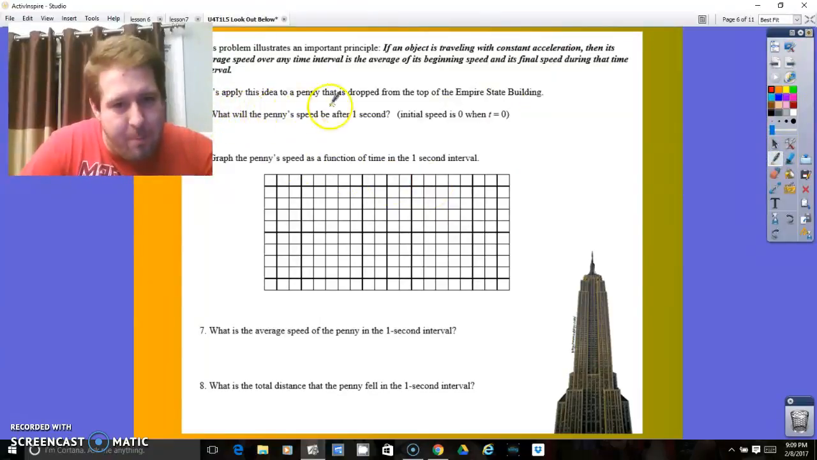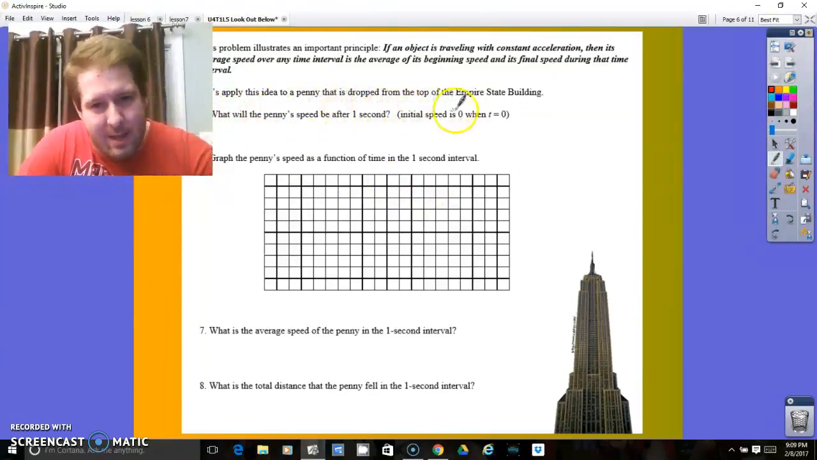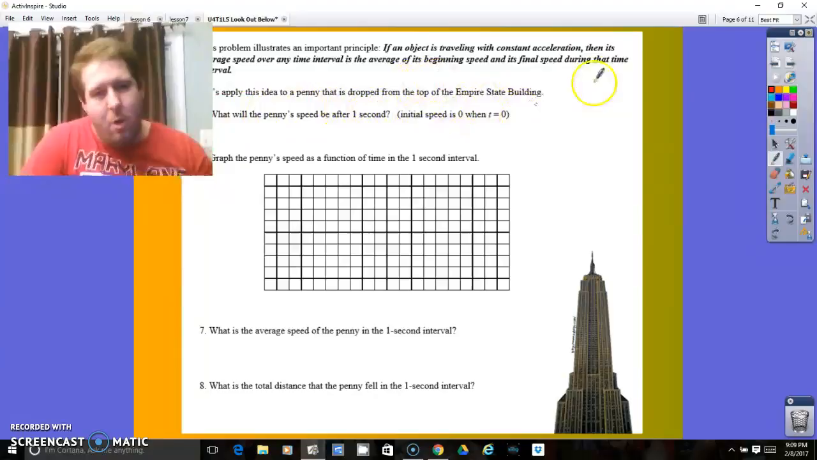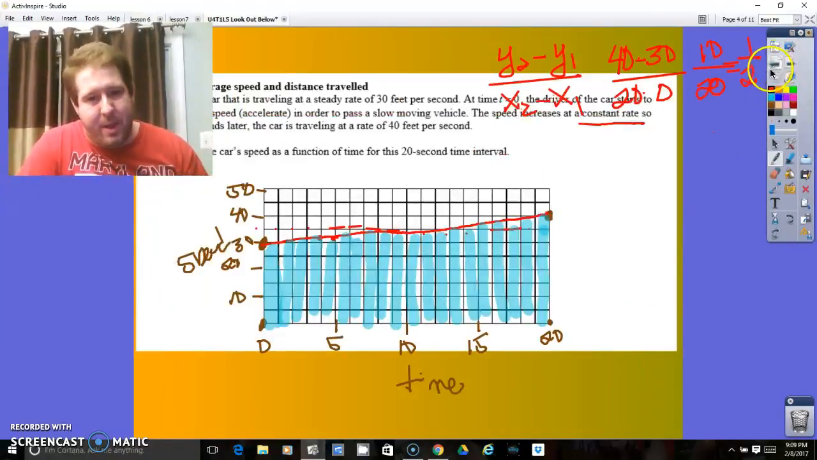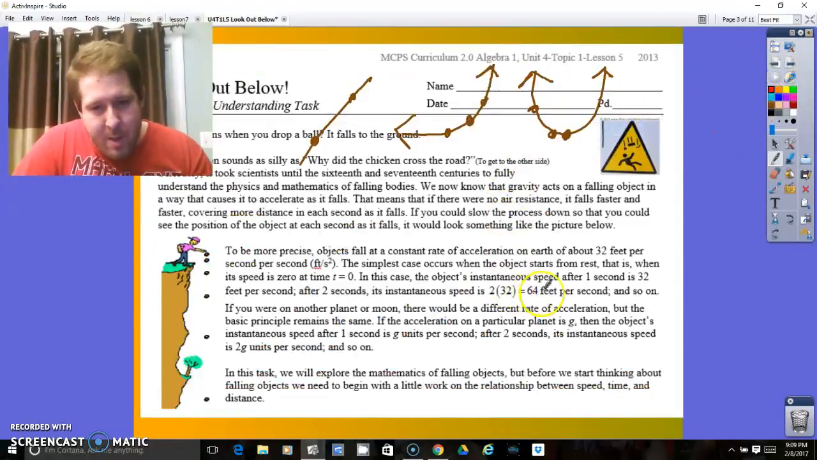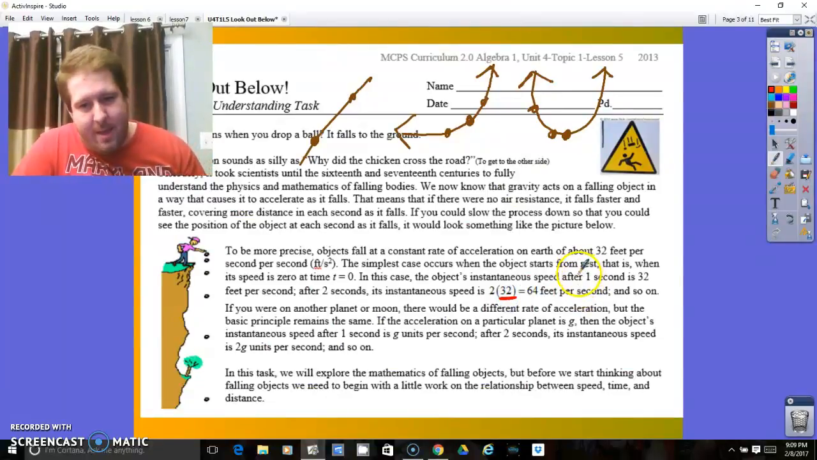So if we want to find what the penny's speed will be after 1 second, we know that it said at the very beginning of the first page that objects fall at 32 feet per second, and then after 2 seconds, it'll fall 32 feet per second faster.